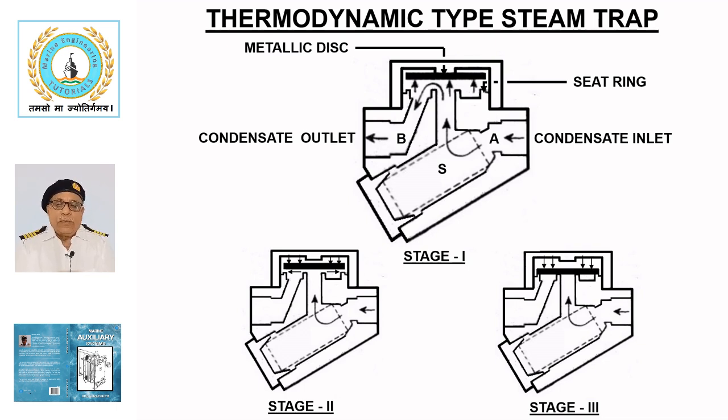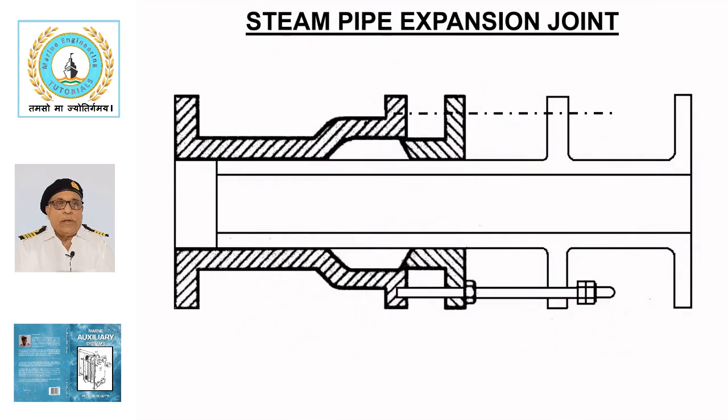In practice, the trap usually opens after every 25 to 30 seconds and the length of opening time depends on the amount of condensate to be discharged. If no condensate has been formed, then the trap snaps shut immediately.